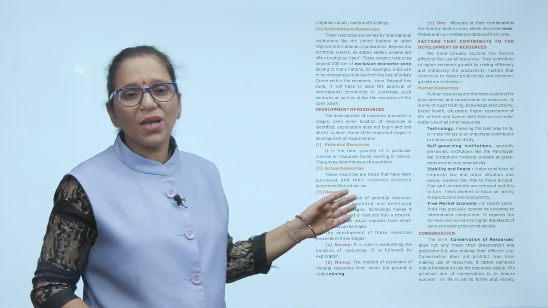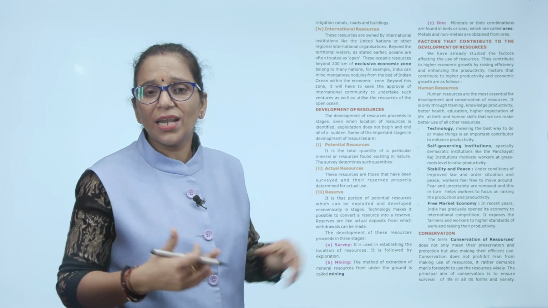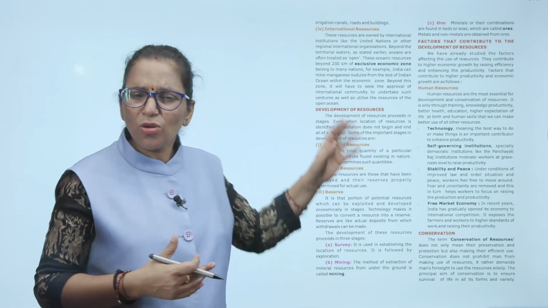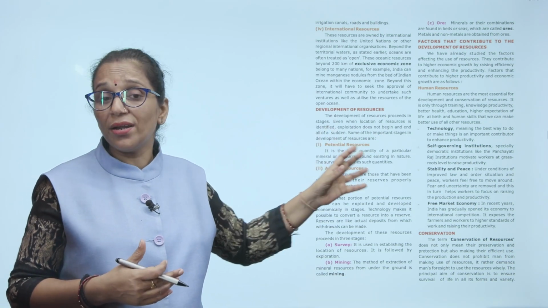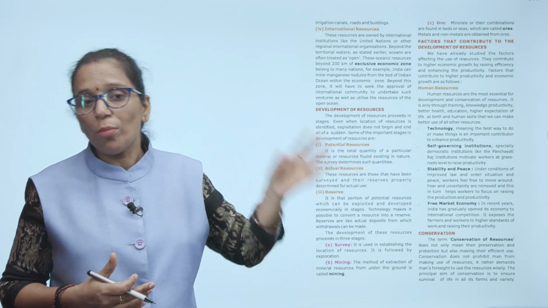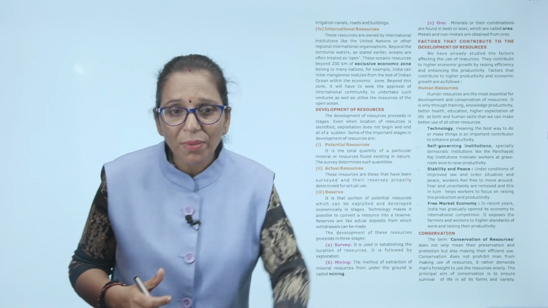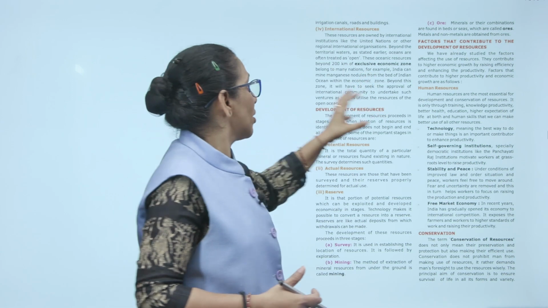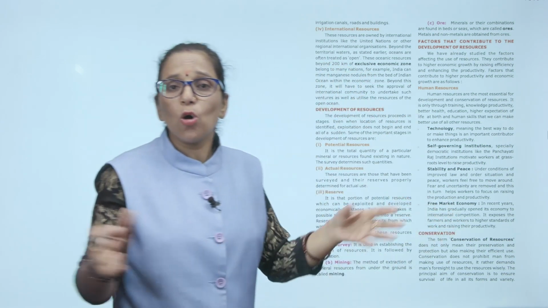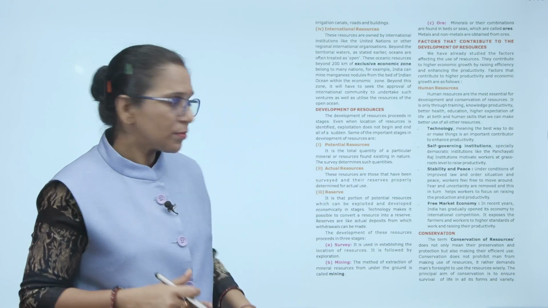Then after national resources, we also have international resources. These resources are owned by international institutions like the United Nations or other regional international organizations, and this is open for the whole world. For example, oceanic resources beyond 200 kilometers of the exclusive economic zone belong to many nations. For example, India can mine manganese nodules from the bed of the Indian Ocean within the economic zone. So beyond 200 kilometers, the ocean gives open access to members of other countries of the world.